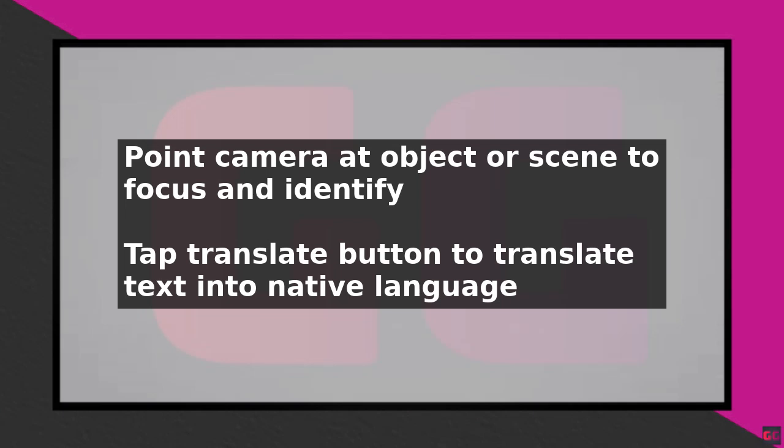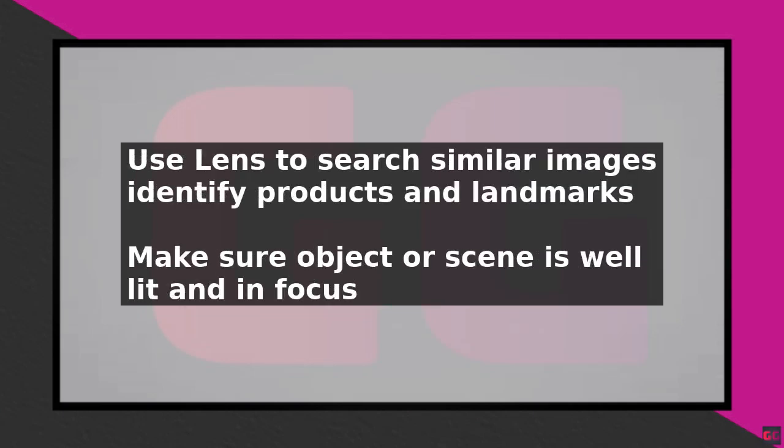Best practices for using Google Lens on iPhone include making sure the object or scene is well lit and in focus, and using the feature in a quiet environment to avoid distractions. You should also be aware of your surroundings and use the feature responsibly, especially when using it in public places.